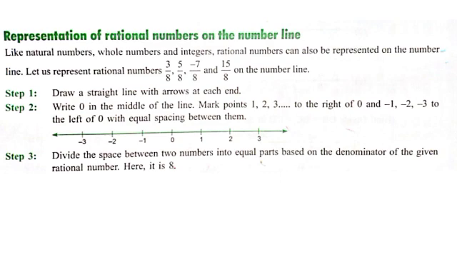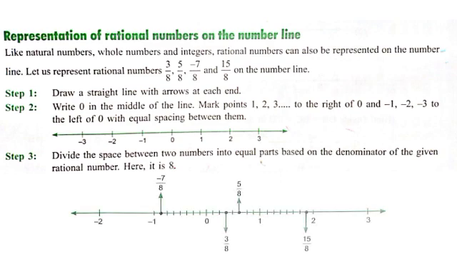Write a 0 in the middle of the line and mark 1, 2, 3, and so on to the right of 0, and minus 1, minus 2, minus 3 to the left of 0, as we write in a normal integer number line. Leave some spaces between them, okay?